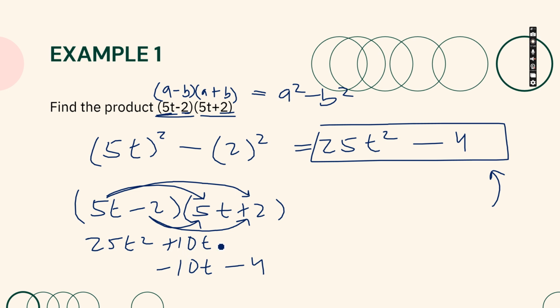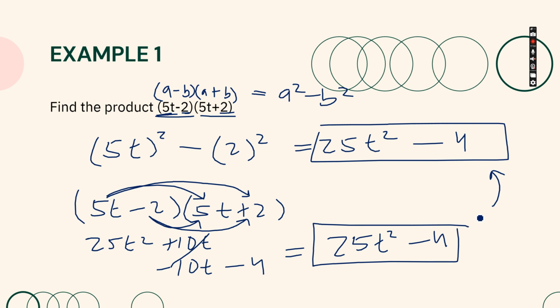And negative 2 times 2 gives you a negative 4. We notice here that 10t minus 10t just becomes 0, which means you get your final answer, which is just like what we got here up top. 25t squared minus 4, same thing. They equal the same thing.